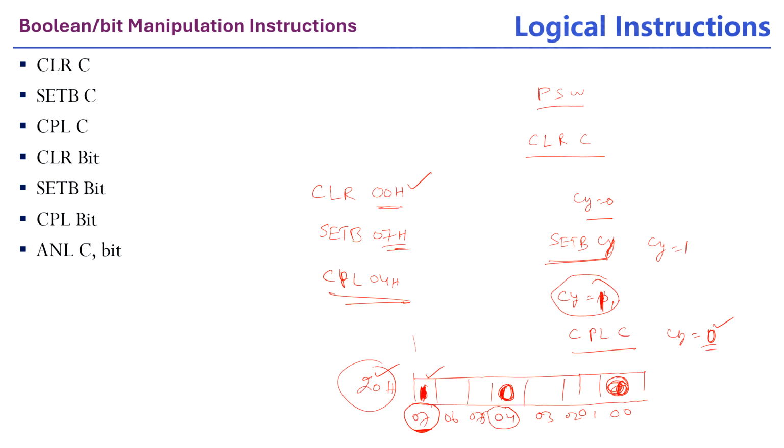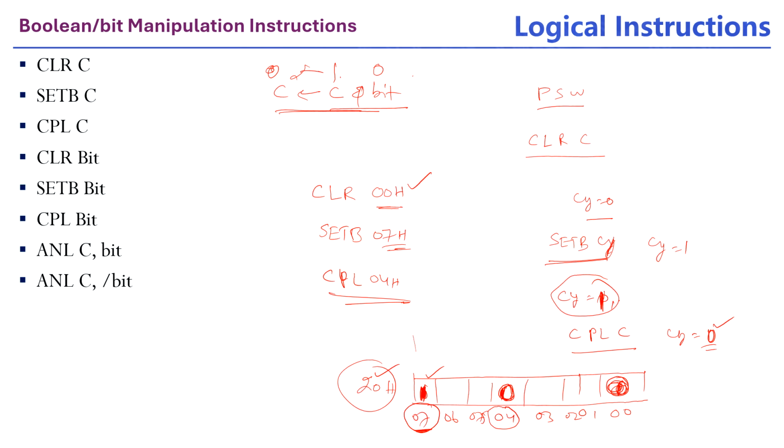Then we have ANL C comma bit. This instruction performs an AND operation between the carry flag and a bit specified within the instruction, and the result is saved in the carry flag itself. So this is the operation of ANL C comma bit. Suppose carry is equal to 1 and the corresponding bit is equal to 0. The carry will be equal to 0 here. Why? Because in an AND operation, only when both inputs are equal to 1 is the output equal to 1. But in this case, this is 1 and this is 0, so the output is 0.